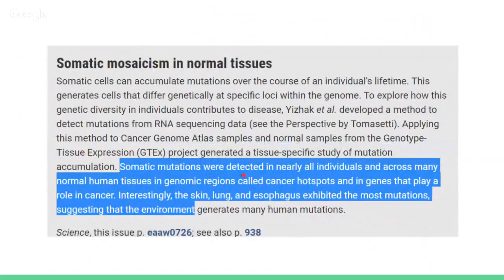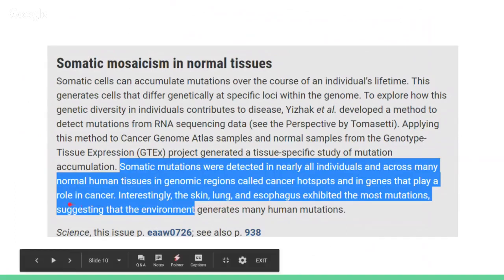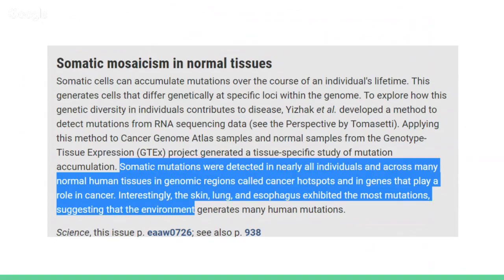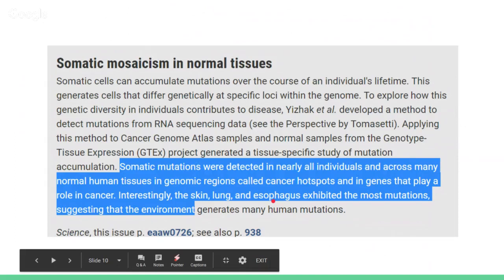These somatic mutations were detected in nearly all individuals and across many normal human tissues, in genomic regions called cancer hotspots or in genes that play a role in cancer. So this is a way to say that these mutations are precancerous mutations. When a precancer evolves into a cancer, it will be hitting the same cancer hotspots or genes. Interestingly, skin, lung, and esophagus are the three tissues with the most mutations, suggesting that the environment generates many human mutations. Skin is probably the easiest to understand, lung as well, especially for people that smoke, and then esophagus because it's also affected by the environment.